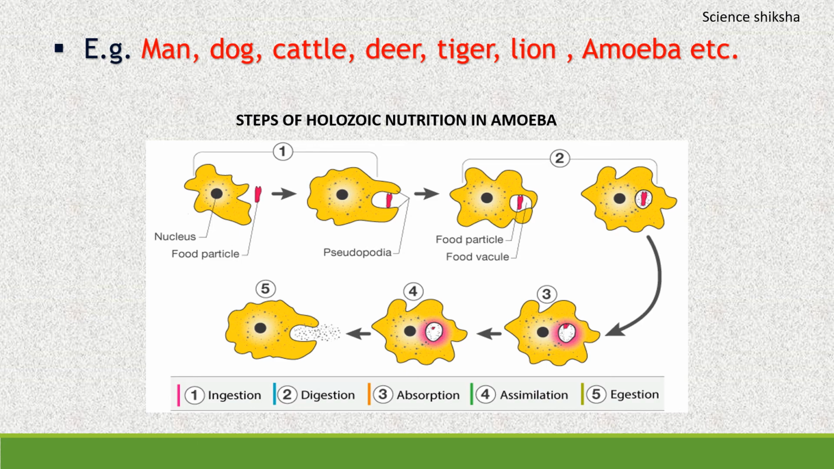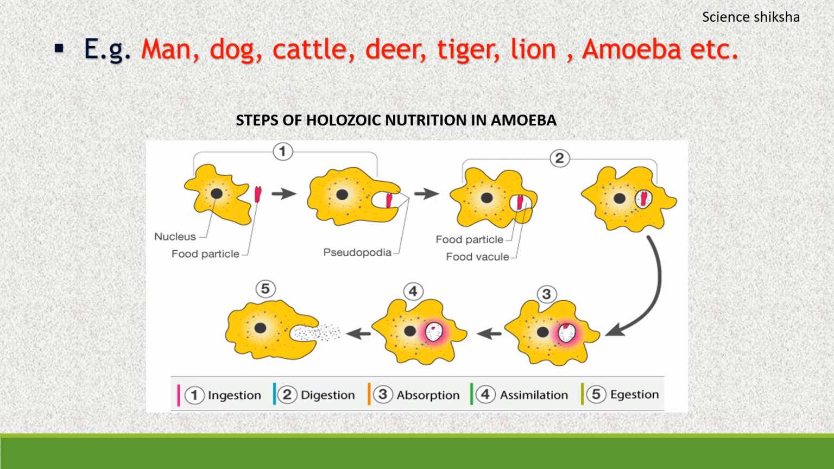So in this picture, I will show you how the Holozoic nutrition takes place in the amoeba. So in the first step, you can see here that there is an amoeba and there is a food particle. So what happens in case of amoeba? The finger-like projections called pseudopodia are formed, and the food particle gets inside the pseudopodia. Then the pseudopodia completely covers the food particle, and the food particle along with some part of the amoeba gets detached inside the body of the amoeba as a food vacuole.